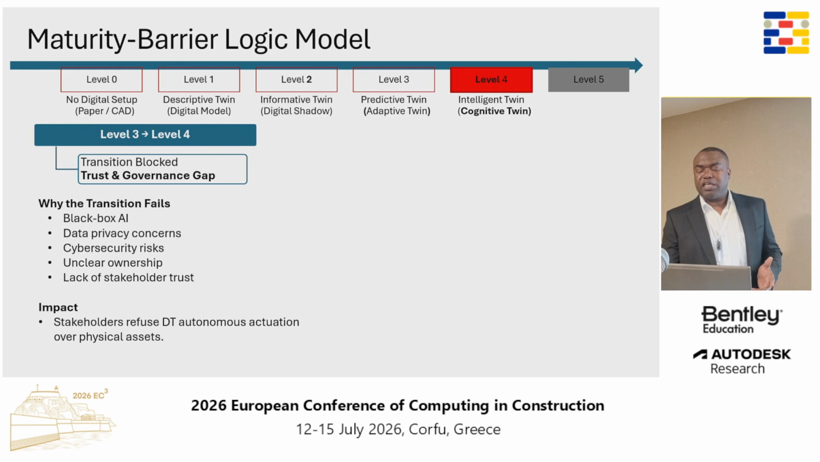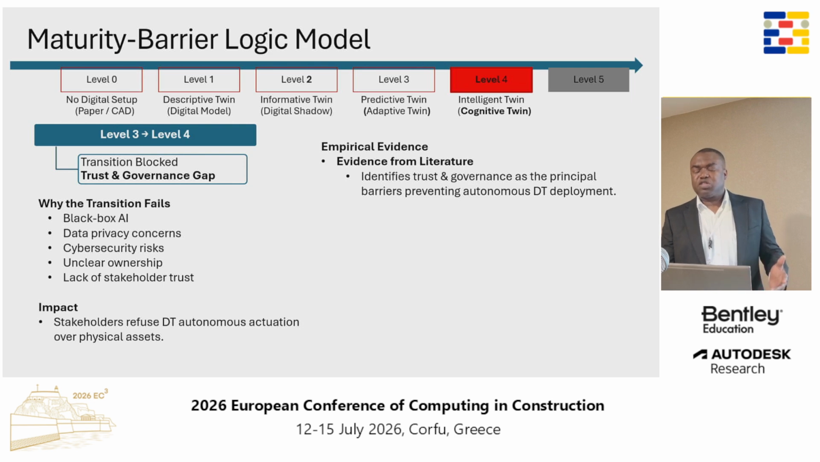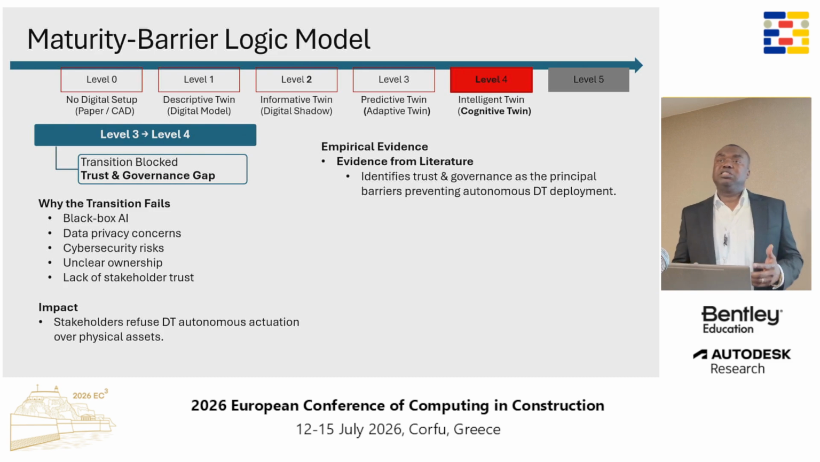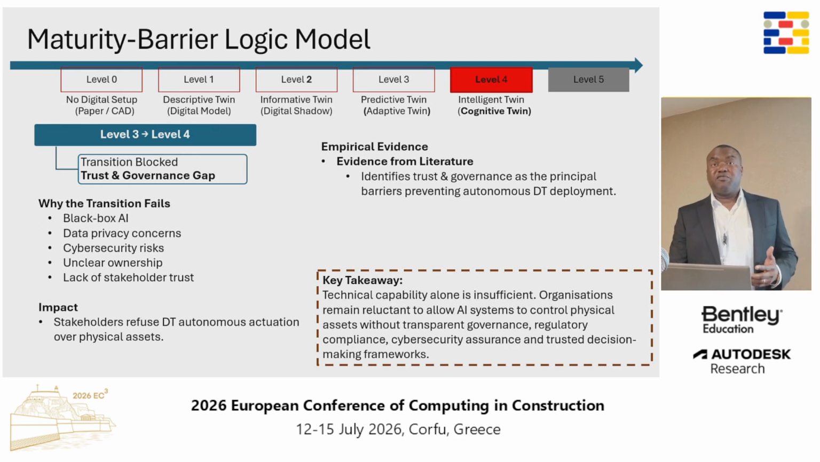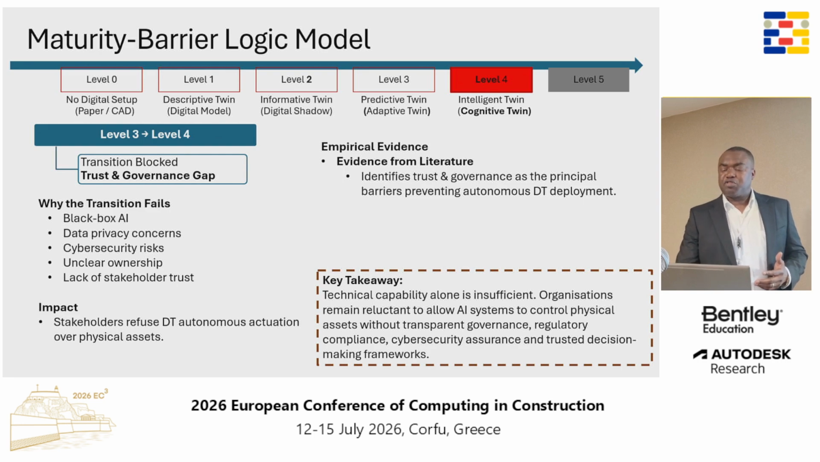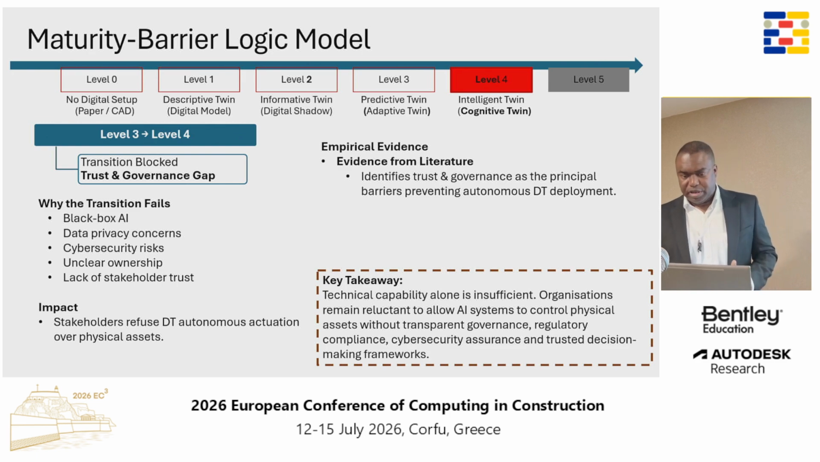This means that stakeholders refuse to grant autonomous actuation rights. Technical capability exists, but human confidence does not. Now, we've seen through literature that this is the predominant barrier to autonomous digital twin deployment. Organizations will not allow AI to control their physical assets without transparent governance, regulatory compliance, and trusted decision-making framework. So the key takeaway here is that technical capability alone is insufficient. The socio-technical dimension is determining.